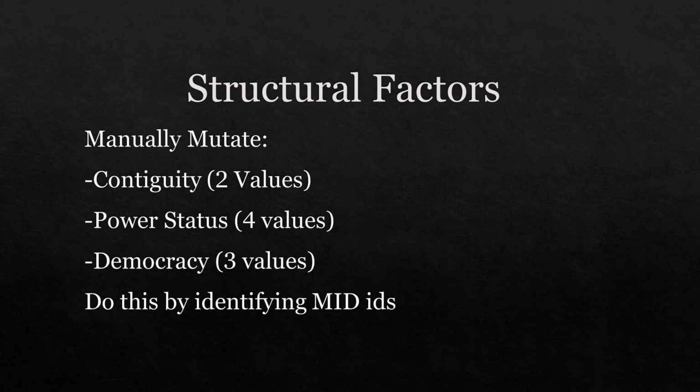So my idea is to manually mutate, for every single pair of MIDs, contiguity, whether they border each other, power status, whether they are a high power pair, a low power pair, or a mixed pair. So there are actually three values there. And democracy: if it's two democracies, a democracy and a non-democracy, or two non-democracies, which are the three most important factors, as outlined by Stuart Bremer, that contribute to going to war.